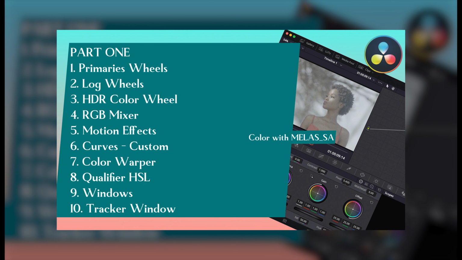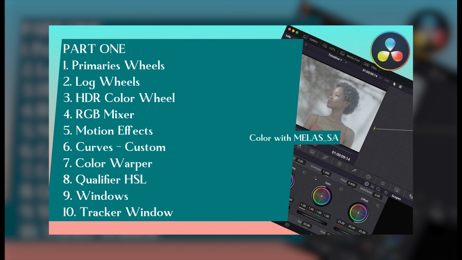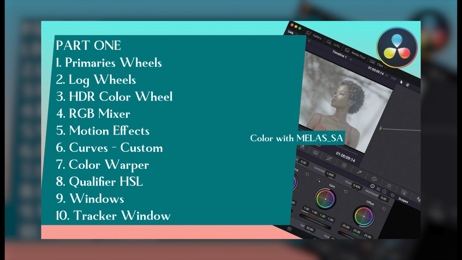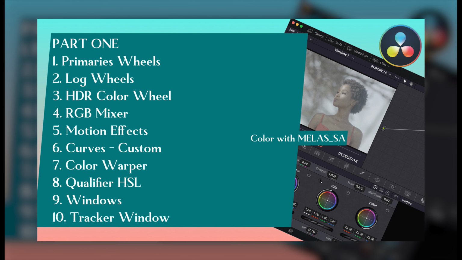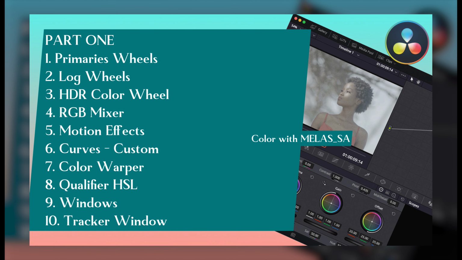We are still in the basics of color grading, and we've gone over number 1, which is primary wheels, number 2, log wheels, 3, HDR color wheels, and today we are in number 4, which is the RGB mixer.